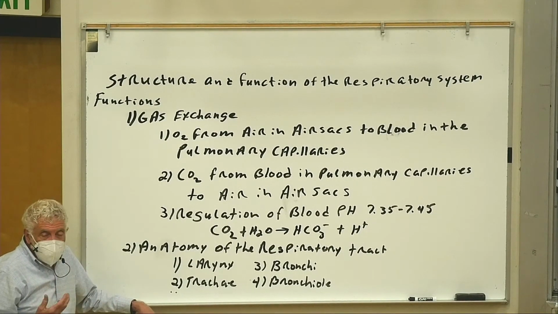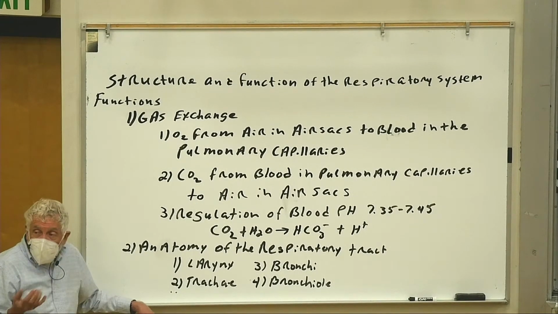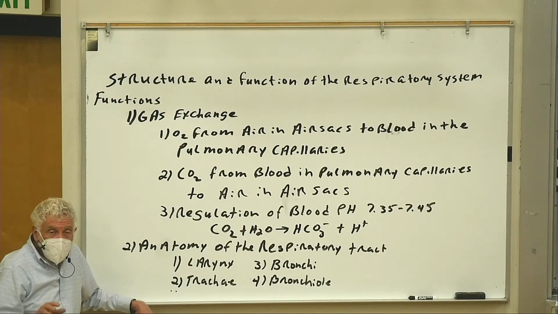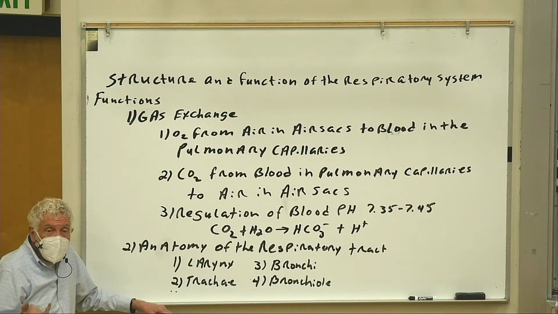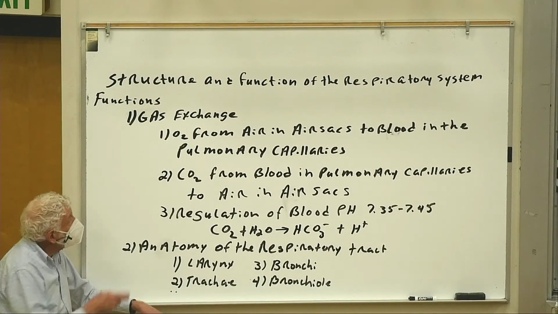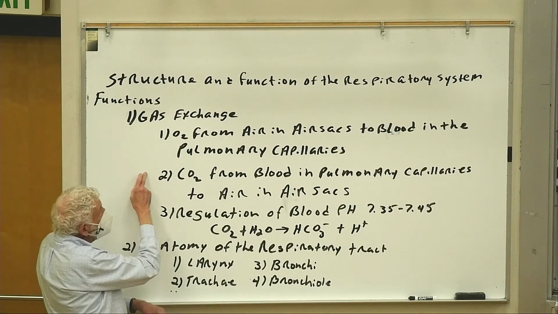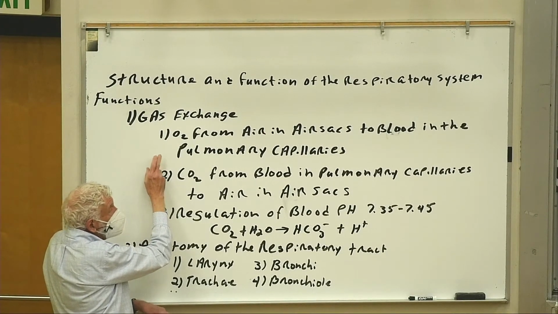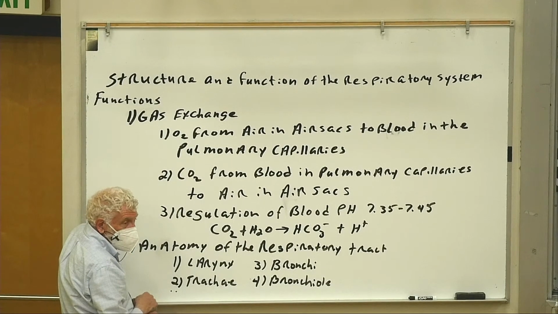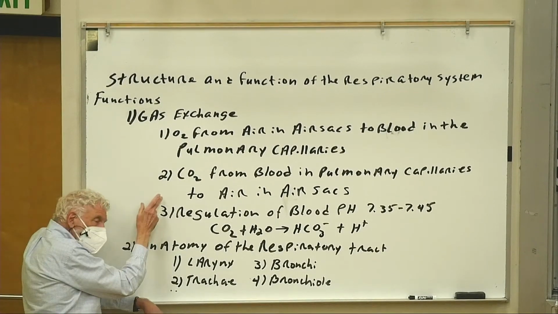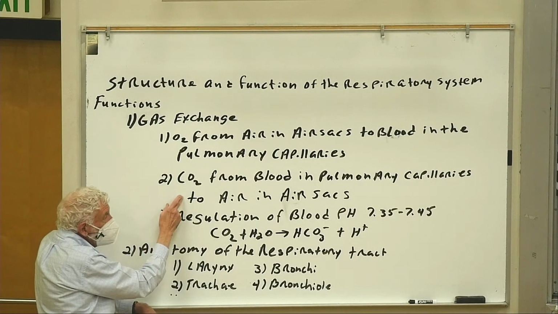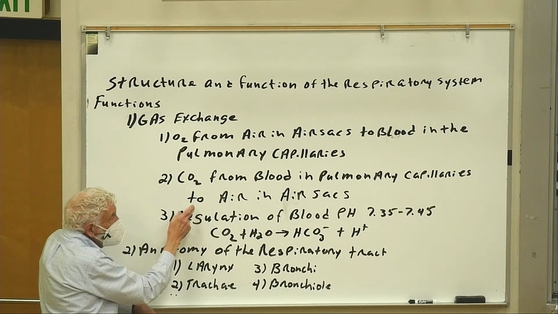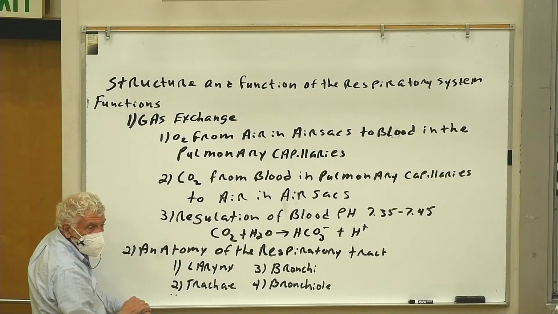What we mean by gas exchange is oxygen diffusing out of the air and into the blood. We're going to see that we have specialized structures called alveoli where we get this diffusion. The first kind of gas exchange is diffusion of oxygen from the air into the pulmonary capillaries. The other form of gas exchange is carbon dioxide, which moves from the blood in the pulmonary capillaries to the air sacs.